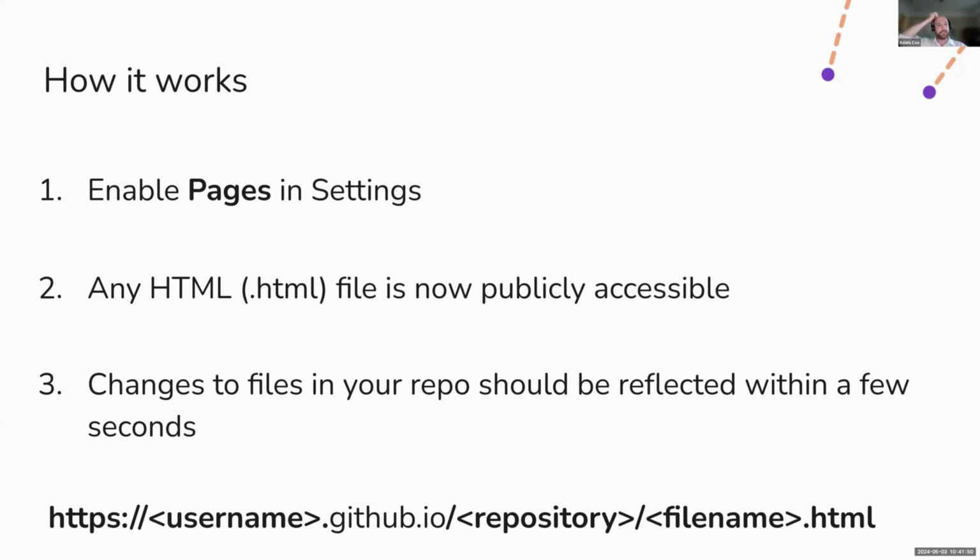And conceptually, it's really straightforward. You enable Pages in settings, and then any HTML file that you have in your web page is now going to be publicly accessible through the URL, like I've shown here below. And then changes in your repository get rebuilt. It rebuilds that into the public page quite quickly, 10 or 15 seconds.